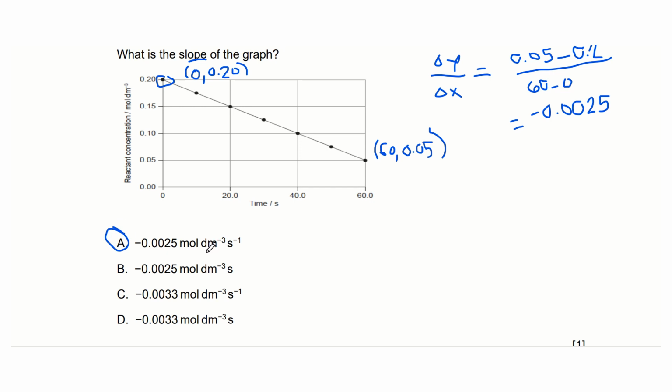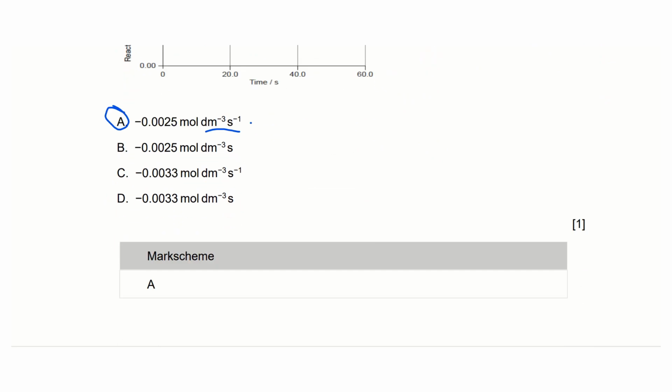Be very careful with the units. As you can see here, they've given you 2 values, and each of them is going to be differing by the unit that you have. You have a mole per decimeter cubed, which is your y-axis, divided by the time, which is in seconds. So this is going to be reciprocal seconds. So then the answer is A.